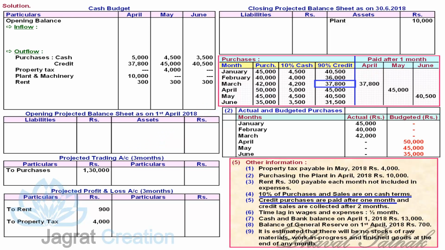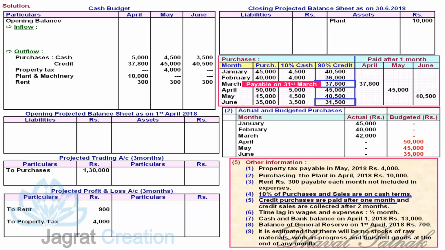Now the most important point is March credit purchases are paid in April. So at the end of March, 37,800 was outstanding as creditors, which I am required to write in my balance sheet that I have prepared for 1st of April.